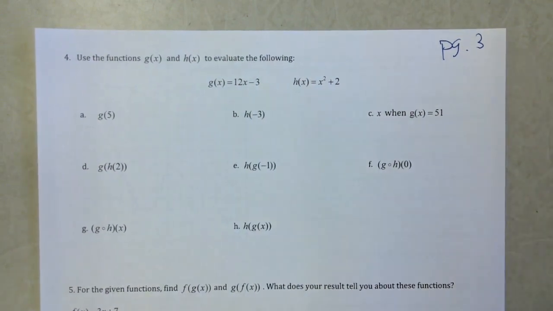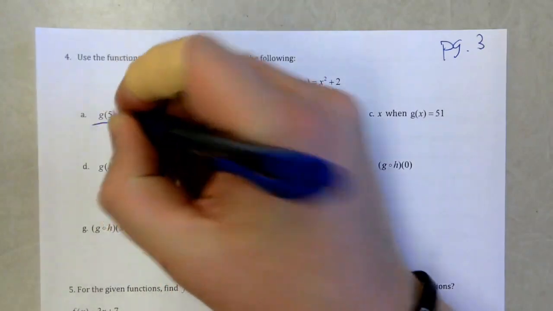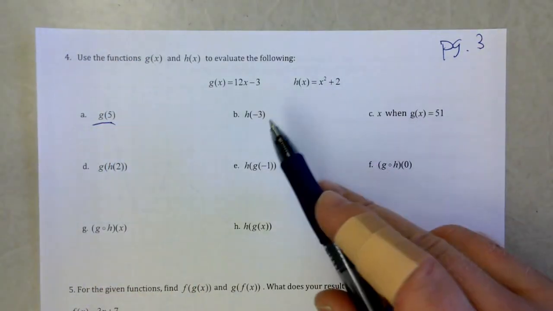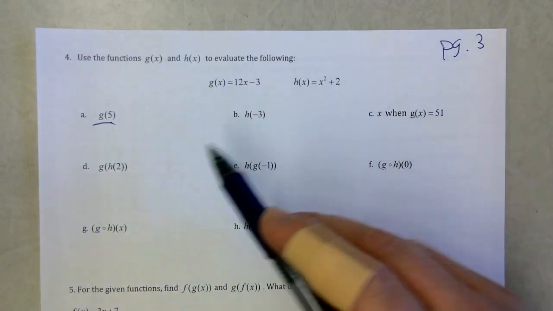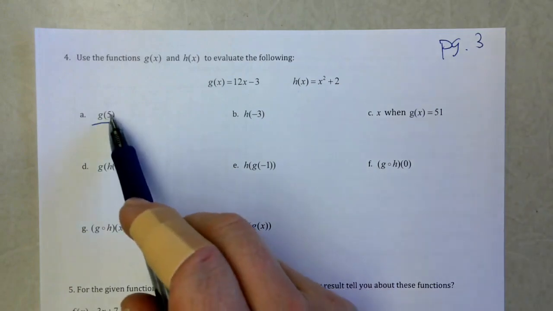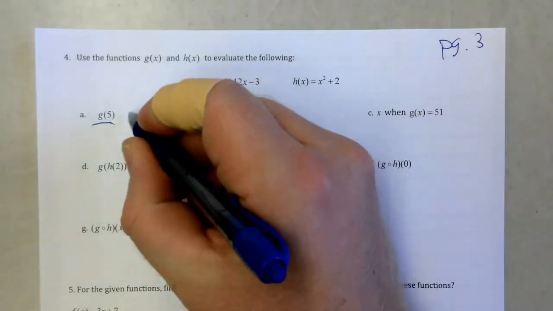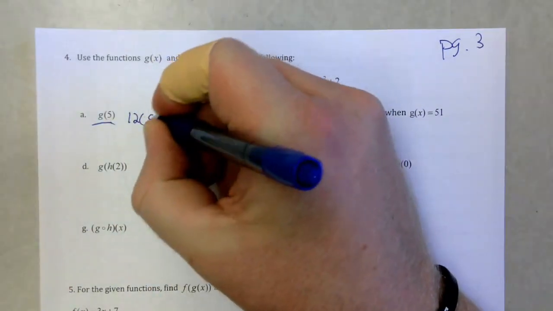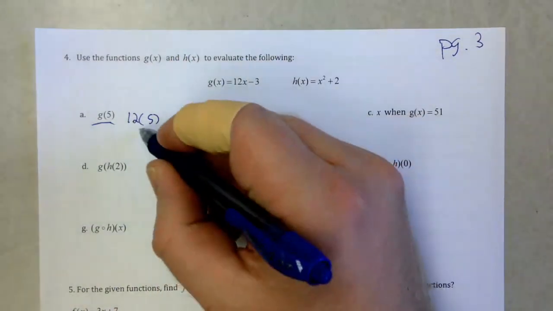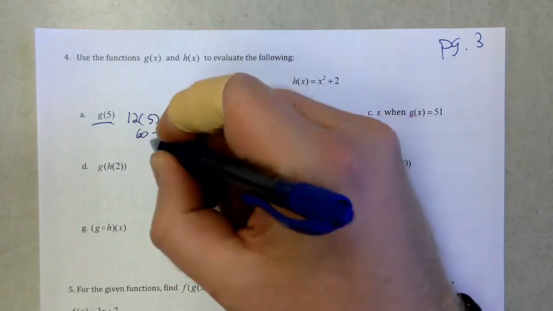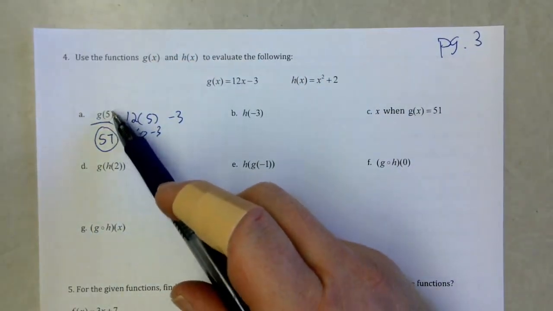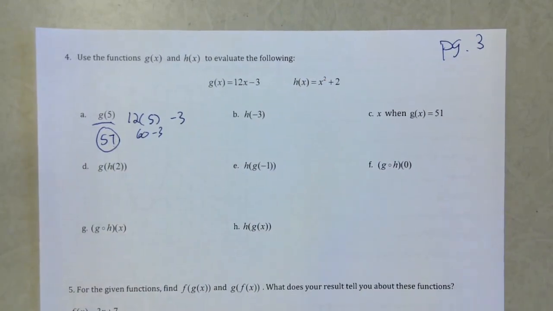So for example, letter A. Here we go. We are using g. This is a single evaluation. I don't even need h. I ignore it. I'm just using g. That 5, that value in the parenthesis, that means it's my x value. So I'm going to plug that 5 into the x. So 12 times 5, and then minus 3. Order of operations, 12 times 5 is 60. 60 minus 3 is 57. So what that means is when my x value is 5, my y value is 57.